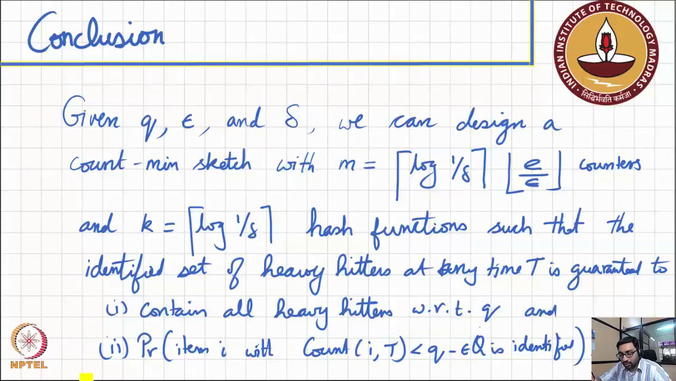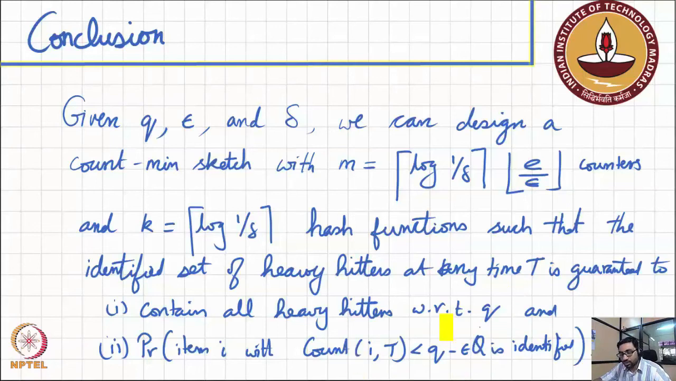These are hash functions chosen uniformly at random from a two-universal family of hash functions, and these k hash functions should be chosen independent of each other. So we can create a count min sketch that outputs an identified set of heavy hitters at any time t, which is guaranteed, with probability 1, to contain all the heavy hitters with respect to q. And then for any item I whose count value is actually less than q minus epsilon q, the probability that it is also identified and included into the set, so essentially the false positive probability, is at most delta.